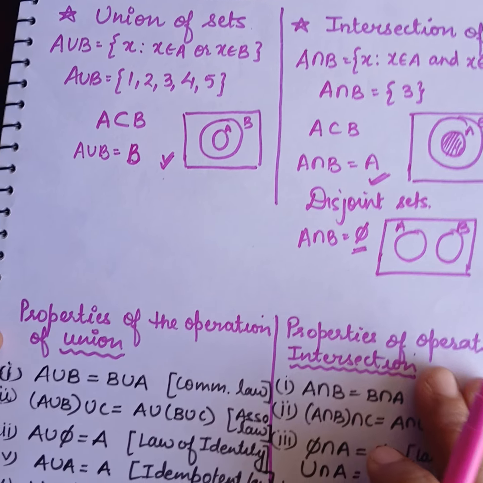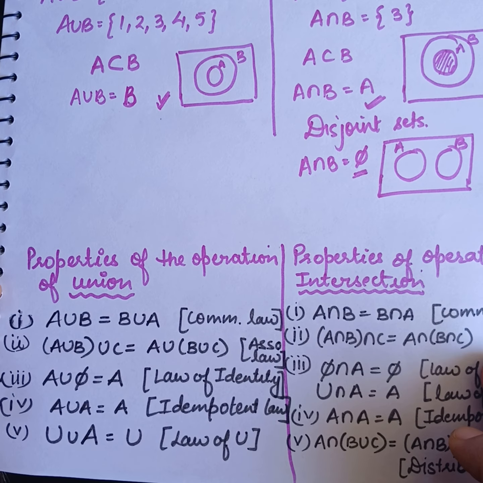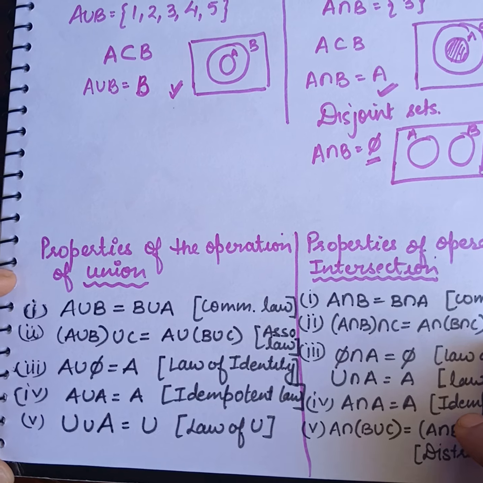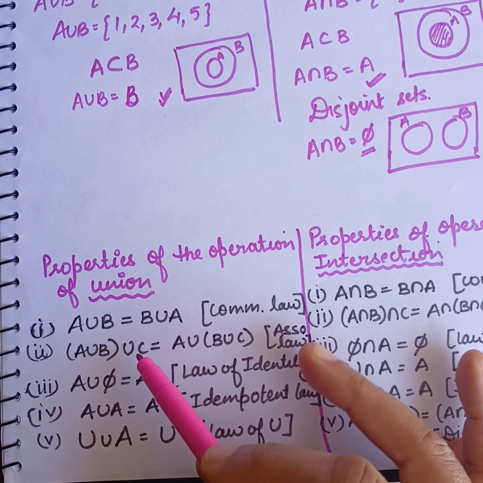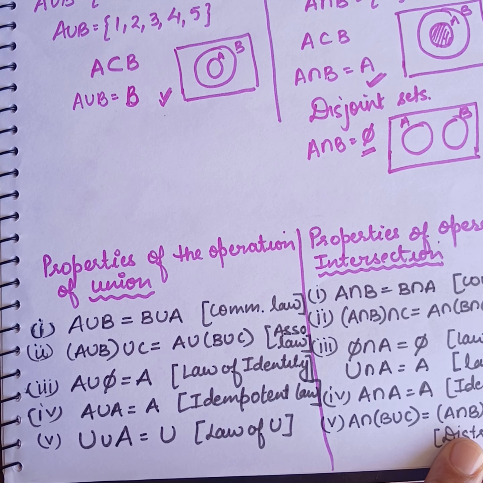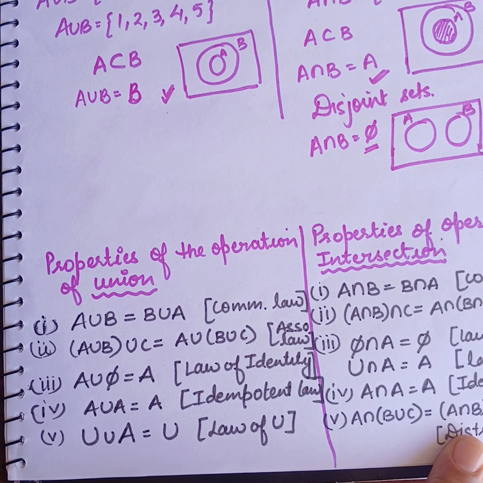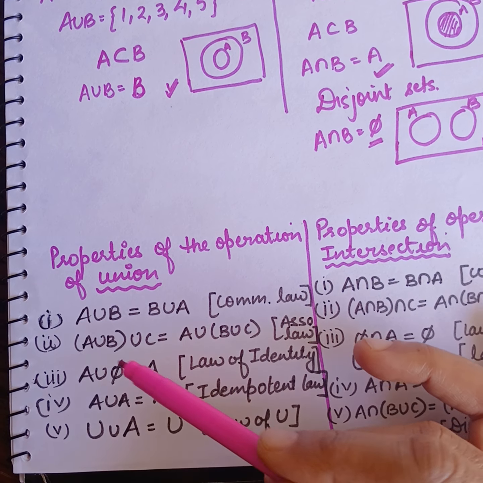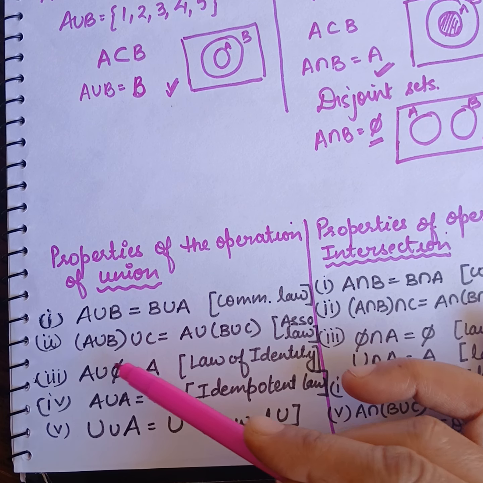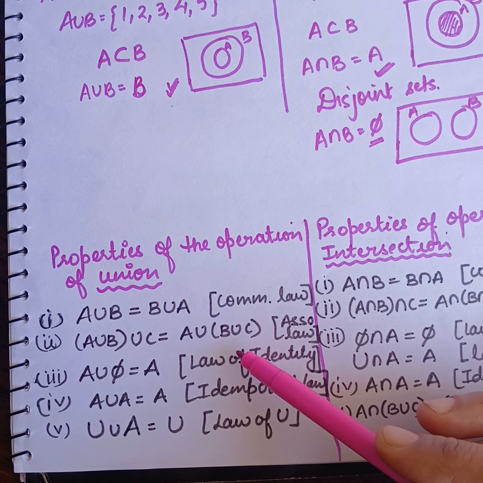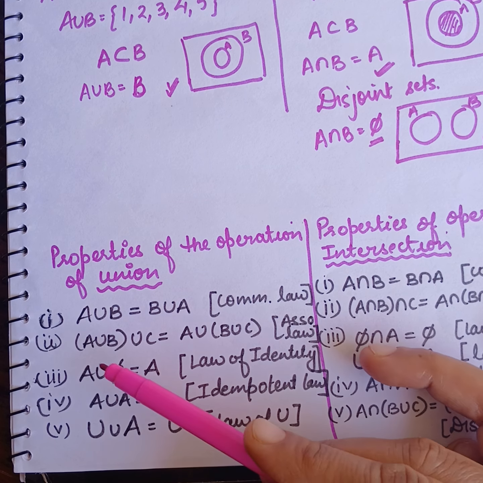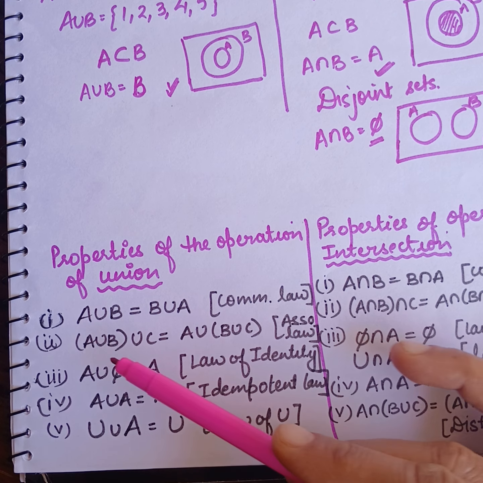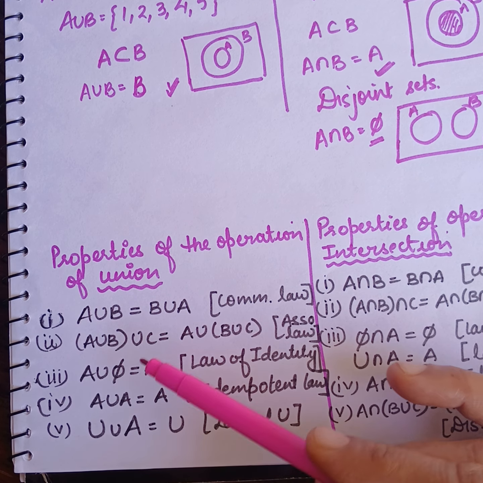Now we have some properties of union and intersection. Let us first see the properties of union. A union B is equal to B union A. That is, commutative law is applicable in the union of two sets. Then we have (A union B) union C is equal to A union (B union C). As you have been studying associative law since class 6, you can see that associative law is also applicable in the case of union of sets.